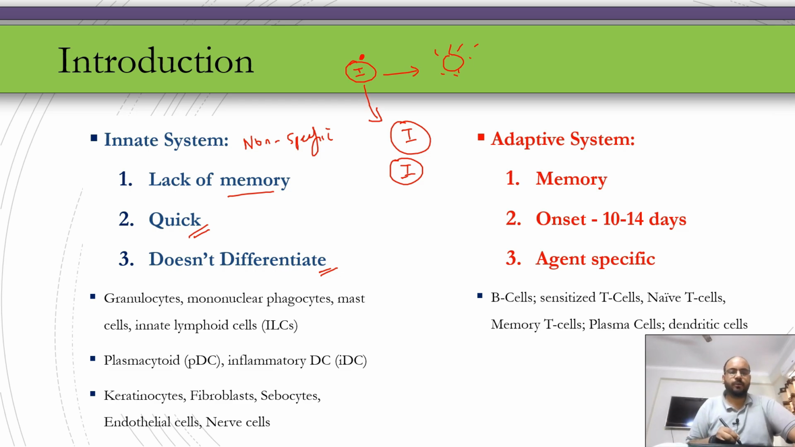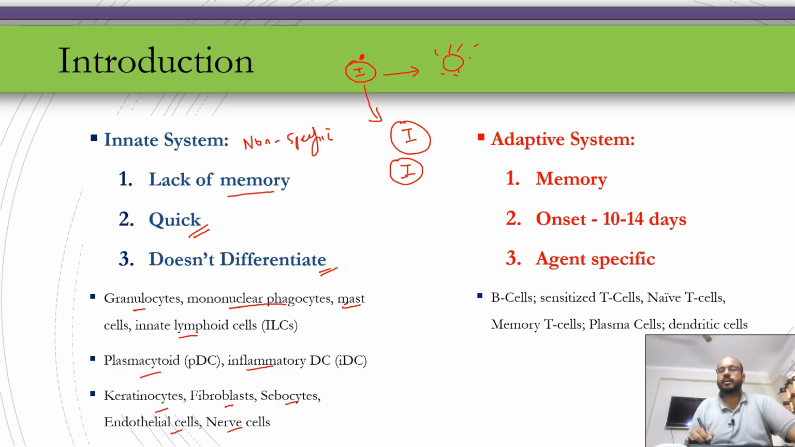Clear? Now, cells in the innate system include granulocytes like neutrophils, eosinophils, mononuclear phagocytes like monocytes, macrophages, dendritic cells, mast cells, and innate lymphoid cells. Innate lymphoid cells are a subpopulation of lymphoid cells which take part in innate immunity instead of adaptive immunity. Clear? Plasmacytoid and inflammatory dendritic cells, keratinocytes which secrete inflammatory cytokines, fibroblasts, sebocytes, endothelial cells, and nerve cells. These are all parts of the innate system.